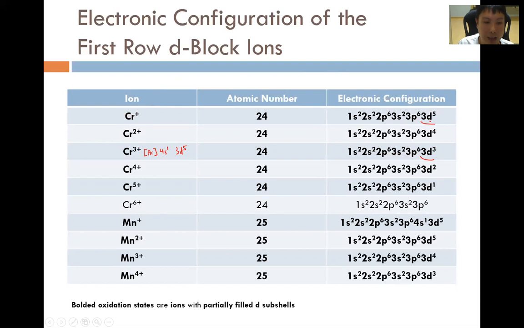Okay, so to highlight again for transition metals: when you're filling electrons, you fill into the 4s orbital first. And when you're removing electrons, you also remove from the 4s orbital first. So I'm just going to leave you with the list of the electronic configurations of all the transition metal ions. Give it a go to see if you can really get the correct electronic configuration as indicated in this column.